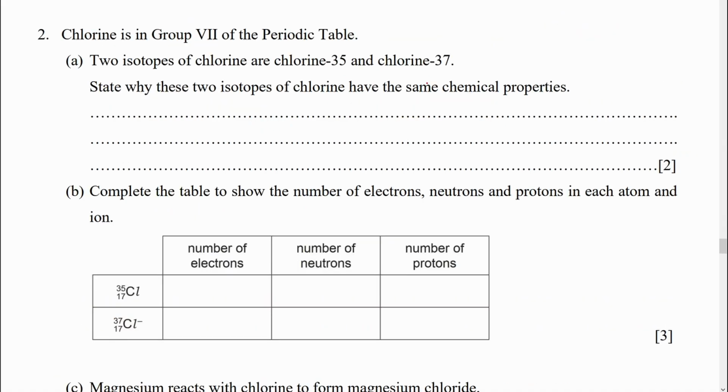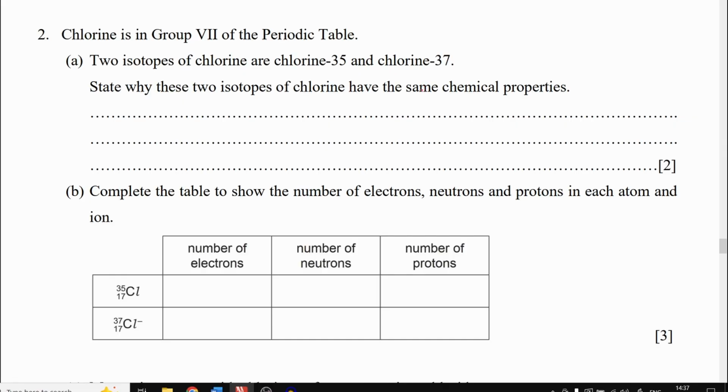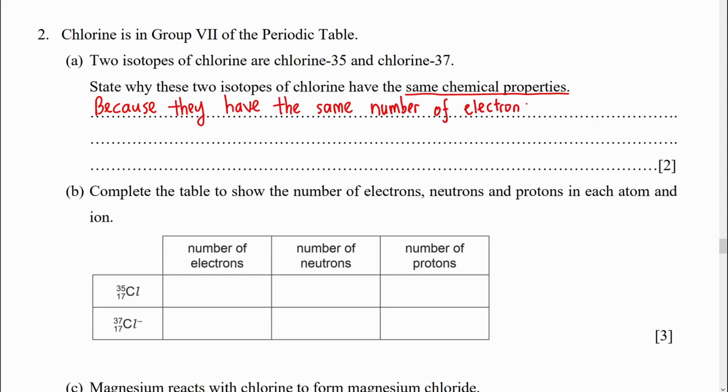Chlorine is in group 7 of the periodic table. Two isotopes of chlorine are chlorine 35 and chlorine 37. State why these two isotopes of chlorine have the same chemical properties. So if you still remember the notes, why do all isotopes have the same chemical properties? Because they have the same number of electrons, and therefore they will have the same electronic configuration, right? Okay, so that is the answer.